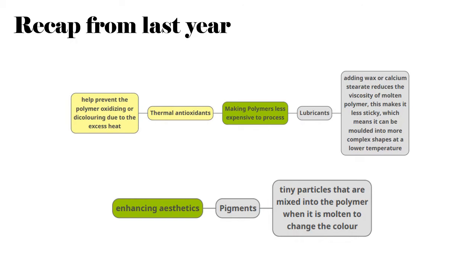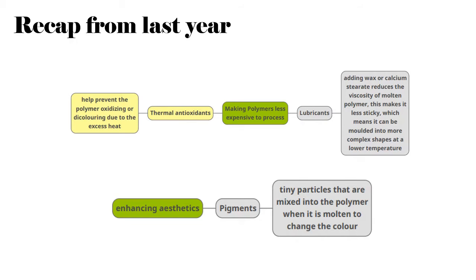You can then make polymers less expensive to produce. So your thermal antioxidants will prevent it from oxidizing or discoloring due to excessive heat, as opposed to excessive UV light. Then you've got lubricants, so that makes it easier to get in and out of molds.